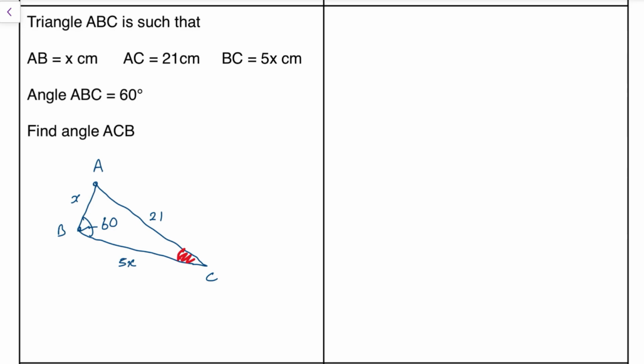Let's do the cosine rule first, because I've got three sides and I know an angle. I'm not 100% sure this is going to work, but let's write it down anyway. So 21 squared, I'm basing it around the angle 60. So 21 squared is x squared plus 5x squared, which is 25x squared, minus 2 times x times 5x times cos of 60. Now I know cos of 60 is a half, so let's work this out.